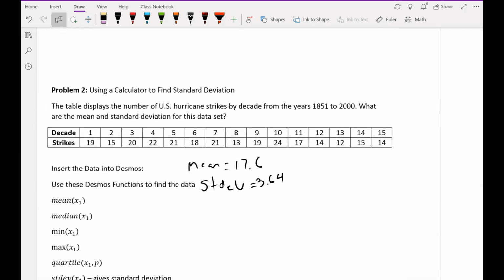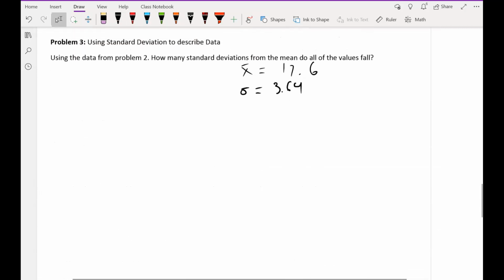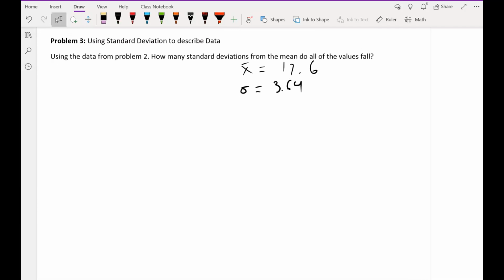It looks like the most hurricanes we ever got was about 24 hurricanes in a single decade. And the fewest hurricanes we got was 12. So we want to see how many standard deviations our furthest values are. Since those are our extremes, everything has to fall within those extremes. So if our mean, our x bar, kind of in the middle, is 17.6, how many standard deviations away is everything?